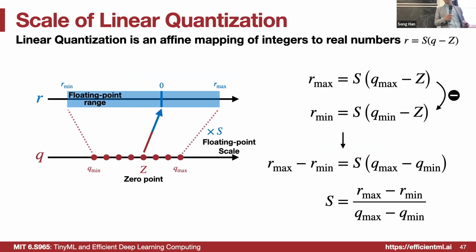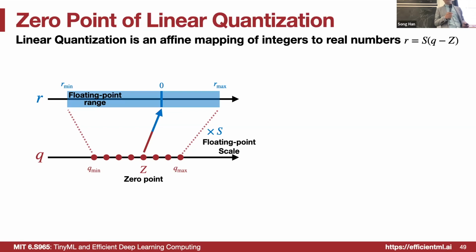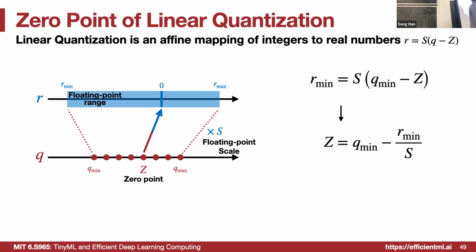All right, then let's continue. So far we know how to get S, the scaling factor, and then let's talk about how to get the other factor. Right, in the affine transformation, we have the scaling factor and we have a zero point. Now let's calculate the zero point. Remember we have this affine mapping between the quantized value and the real value. Let's just rearrange the equation. We can easily get R-min divided by S, and then we move it to the right, and we get the zero point Z is Q-min minus R-min divided by S.